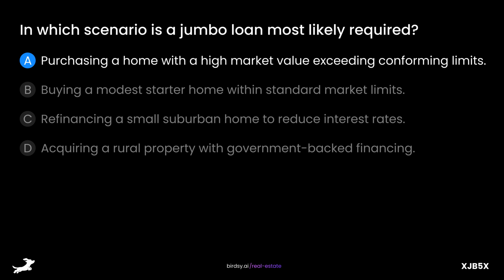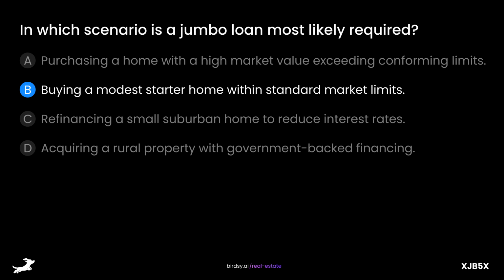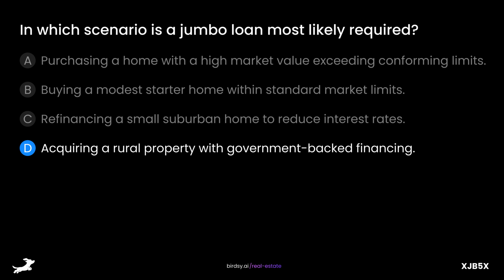Is it A, purchasing a home with a high market value exceeding conforming limits? B, buying a modest starter home within standard market limits? C, refinancing a small suburban home to reduce interest rates? Or D, acquiring a rural property with government-backed financing?